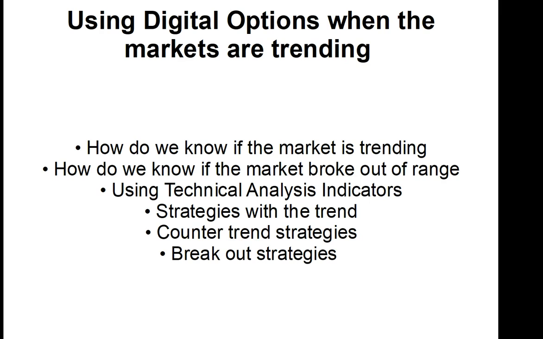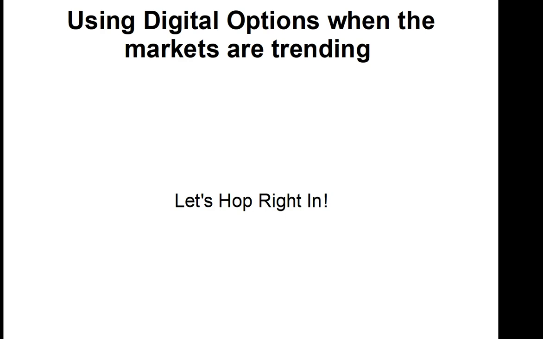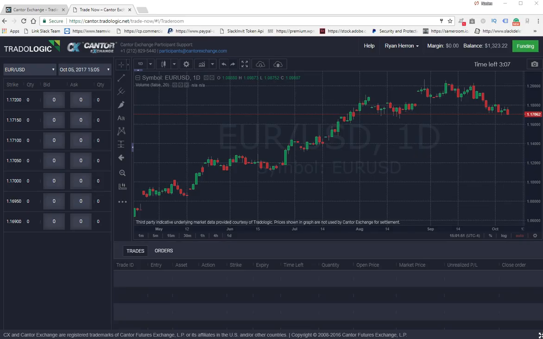Okay, today we're going to be going over a few topics here. How do we know if the market is trending? How do we know if the market is breaking out of a range? And that's one that I'm excited about. Using technical analysis indicators, strategies with the trend, counter trend strategies, and breakout strategies. So let's hop right in. Let me get this chat box on here.